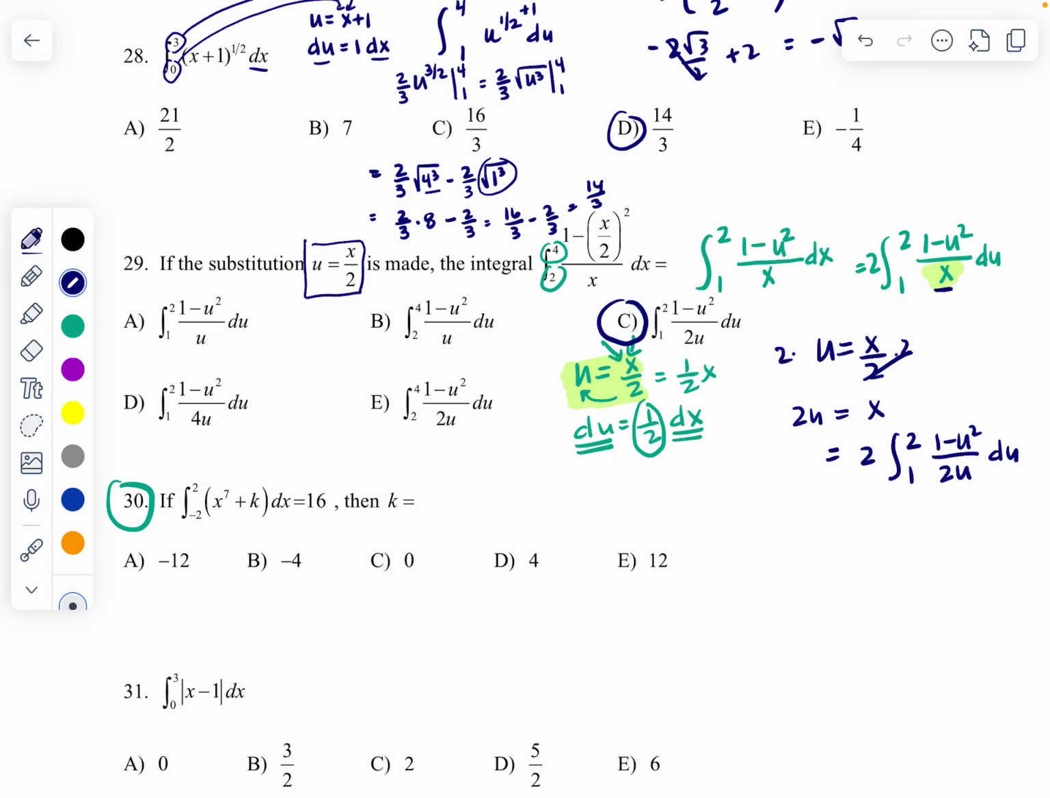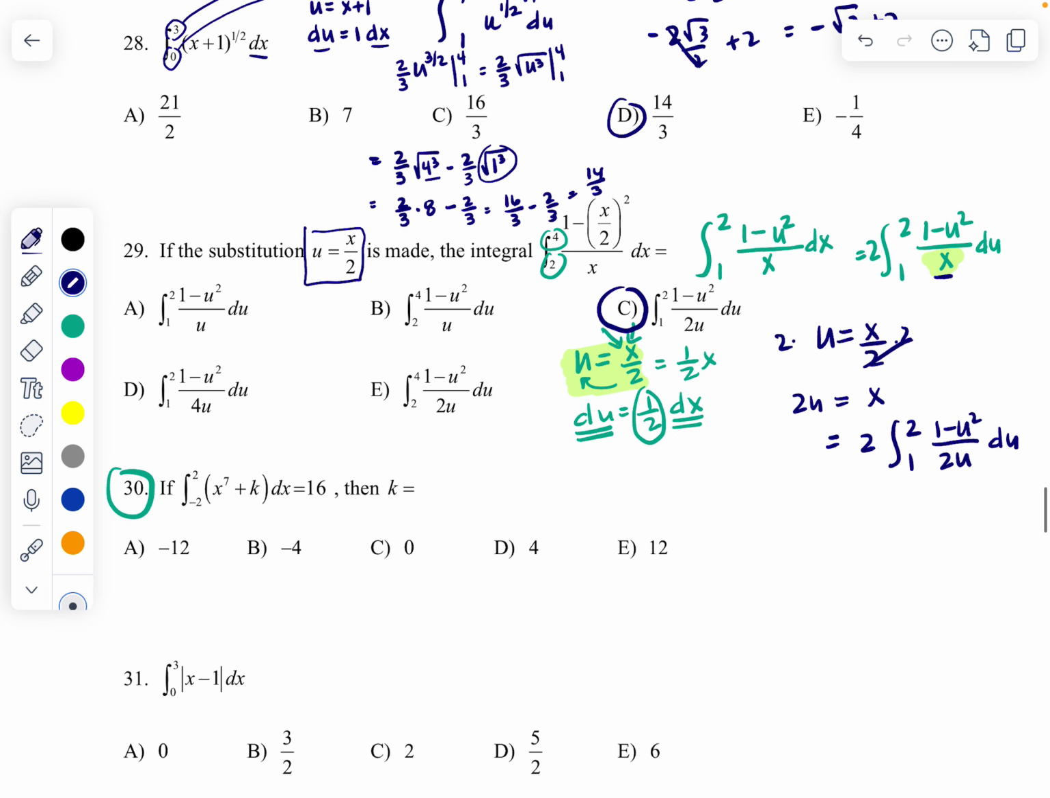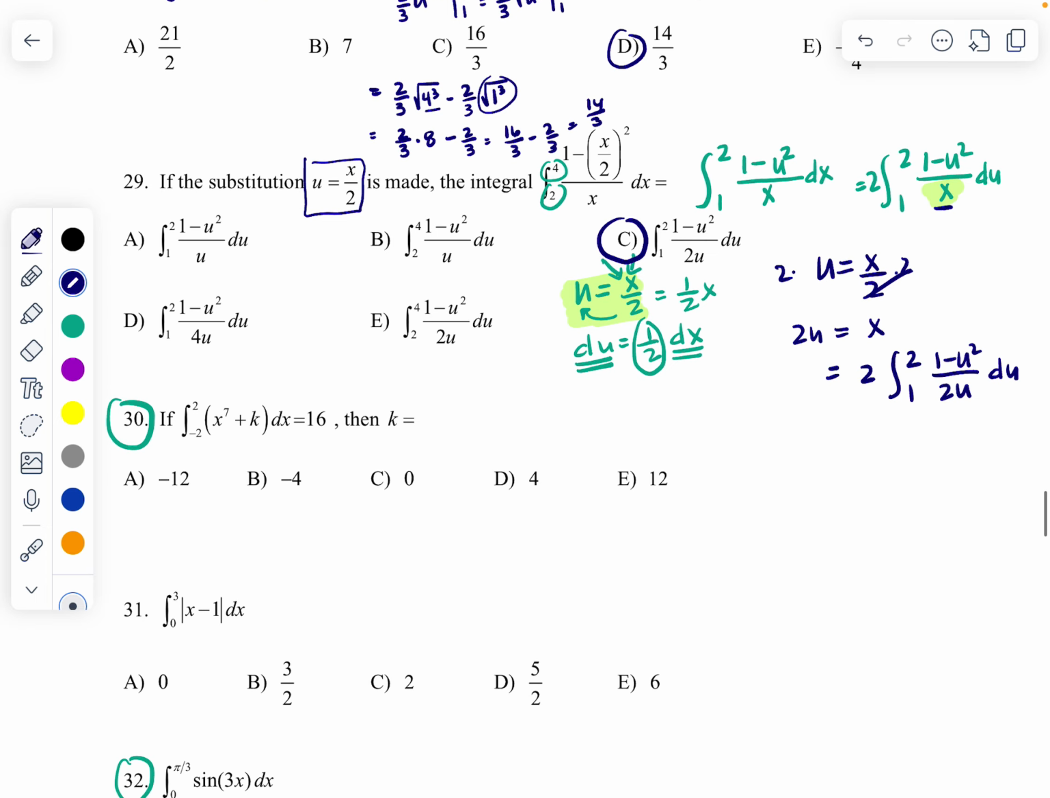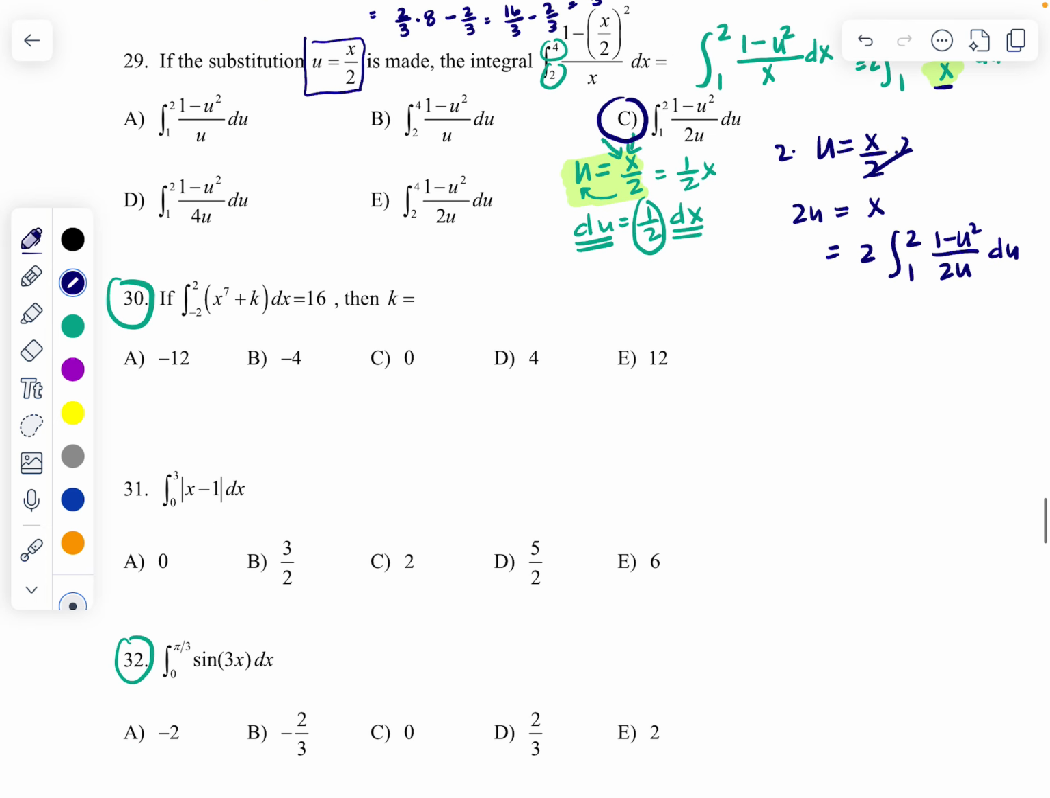Okay, so that was kind of a tricky one. We haven't really done that much. I did not put that on the test for Thursday. Okay, number 30.